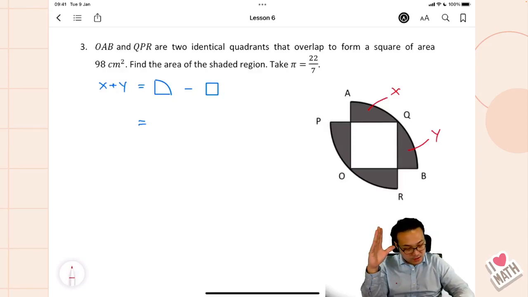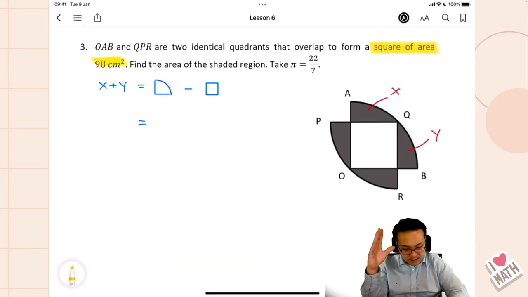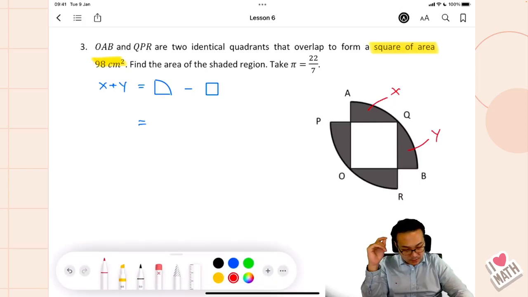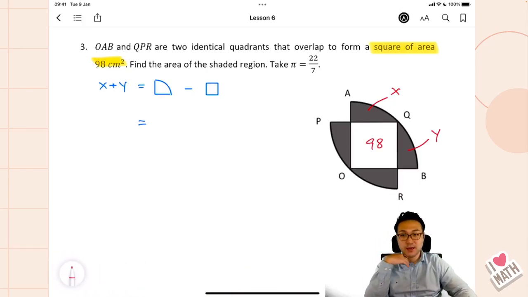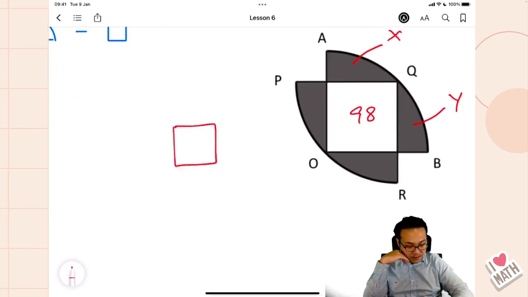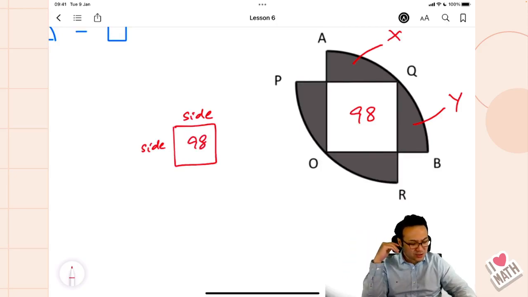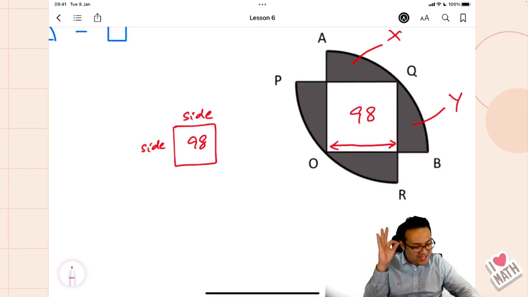The area of the square. They told you that the area of the square is 98. So let's take a look here. The area of this square is 98. And everybody knows that in order to find the area of the square, you need to take the side times the side. So if I get 98 here, what times what equals to 98? I don't know, it's going to give me some decimal point. So I don't want to do that. Even if I manage to find the length of the square, it is useless to me.